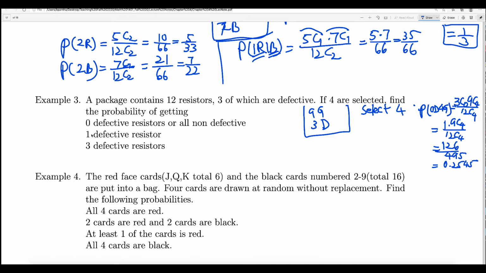Okay, so the second one is 1 defective register. You are picking 4 again, don't forget that. 1 defective register means the probability of 1 defective. How many should be good? 3 good, right? 1 defective, 3 good registers. So what is the probability?